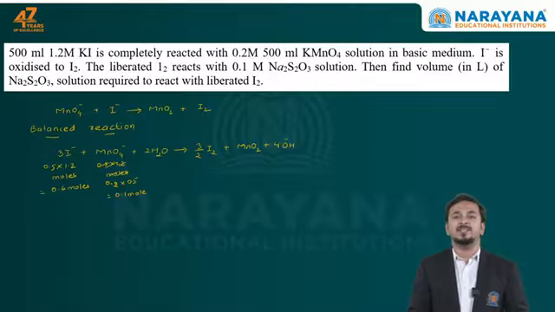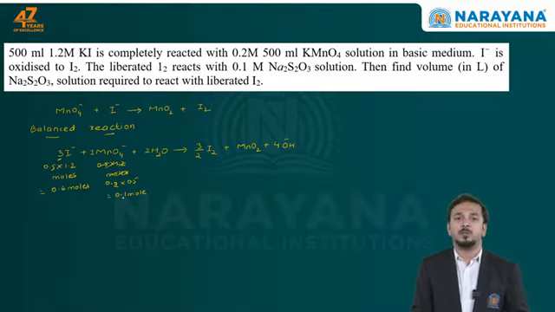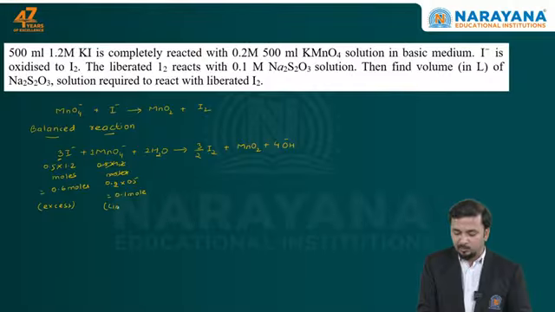Now what we can see is that they have given information for two reactants. This means we have to use the concept of limiting reagent. Now 1 mole of MnO4 minus will react with 3 moles of I minus. So 0.1 will react with 0.3. But they have given 0.6 moles. It means I minus is in excess and MnO4 minus will be our limiting reagent.